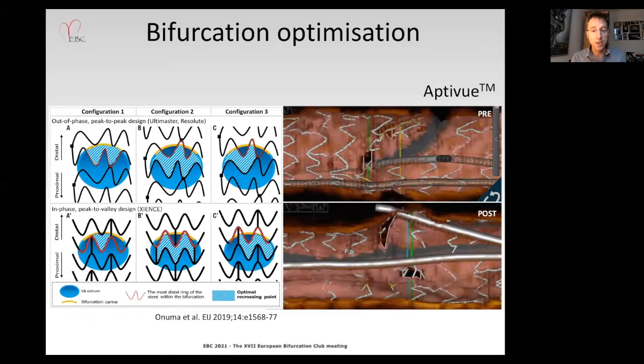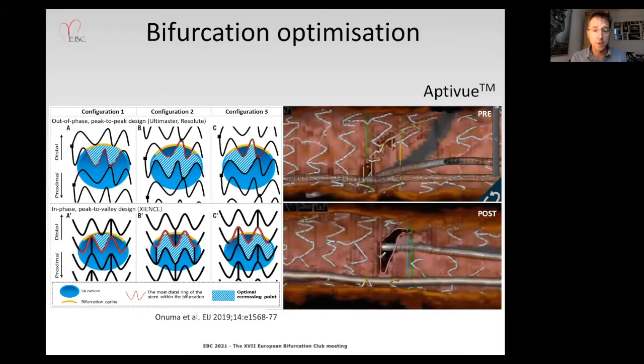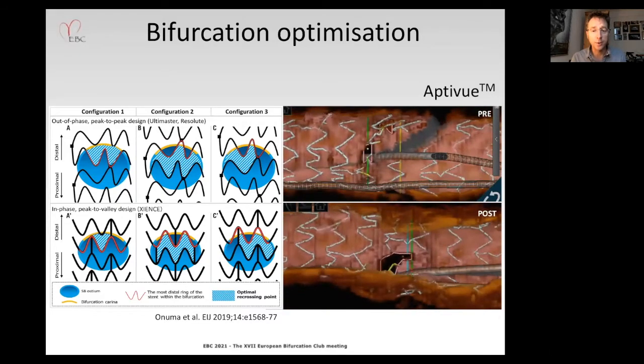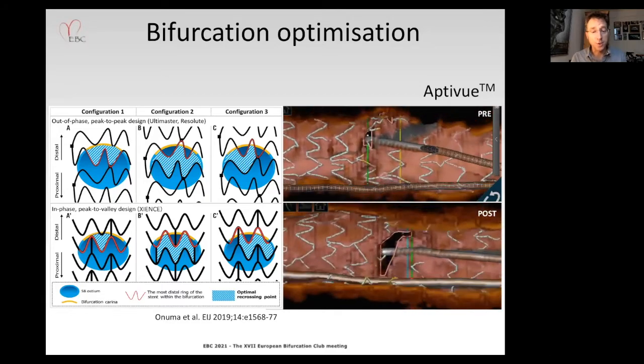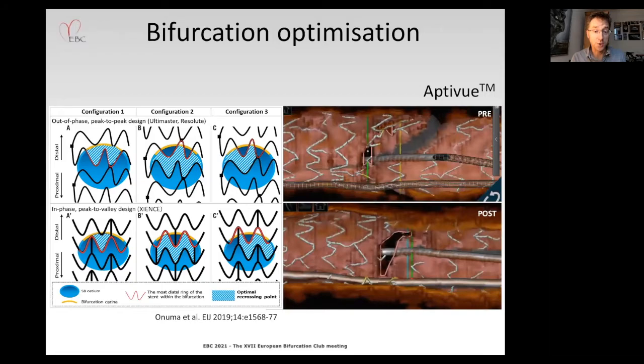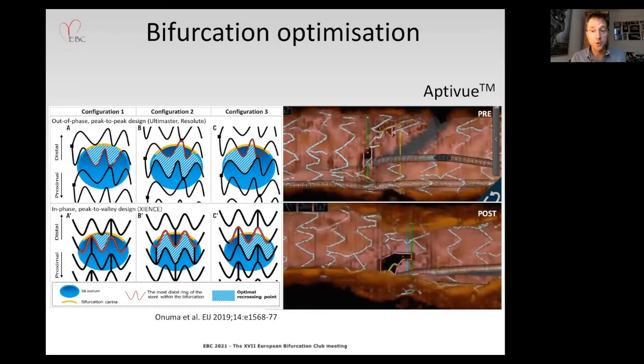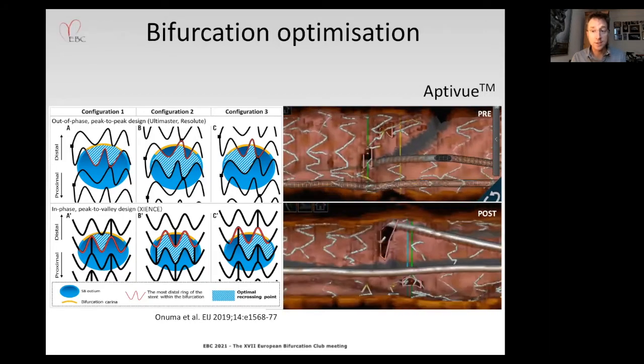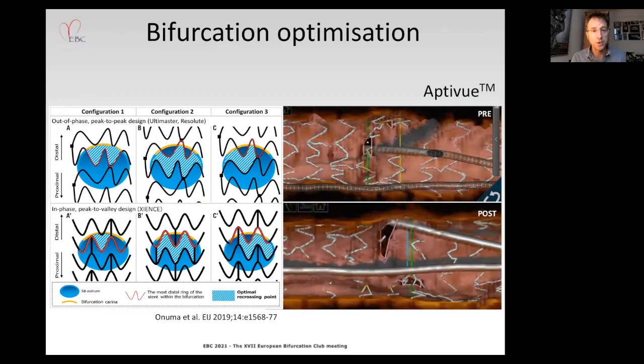Here, an example using AptiView. Ultron, sadly, at the moment doesn't have bifurcation software available. And again, we see from the beautiful consensus led by Yoshi Onuma that there are a number of different potential scenarios of where our wire could cross. But a machine, again, may assist us in making that more nuanced decision.